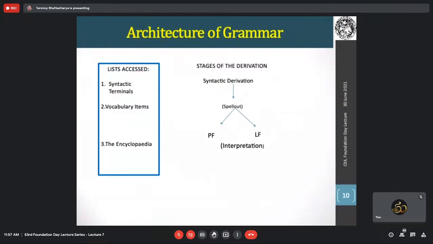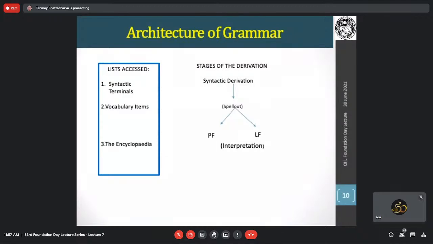This is not really Saussurean sound and meaning, because meaning here is abbreviated as logical form. That's not all of meaning. And the sound part is abbreviated as phonetic form. That's not all of the sound elements in your brain either. So this is a different understanding of the same idea that was existent in the early part of the 20th century. But the things on the left are the interesting ones.